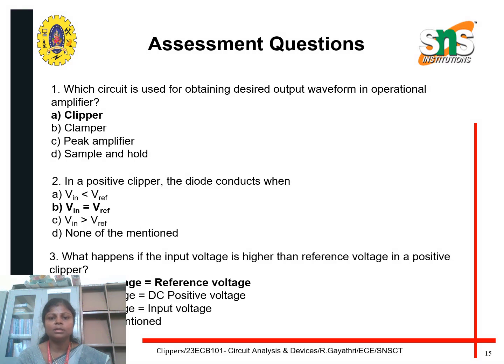Then we are going to discuss the assessment questions. When we have to get the desired output waveform in an operational amplifier, the clipper is used. In a positive clipper, the diode conducts only when Vin is equal to the reference voltage. What happens if the input voltage is higher than the reference voltage in a positive clipper? The output voltage is equal to the reference voltage.